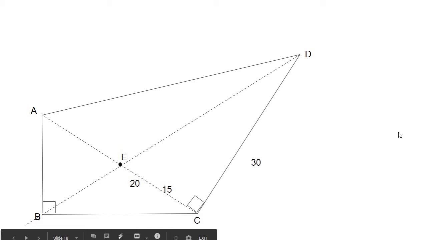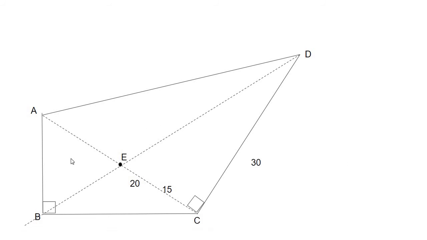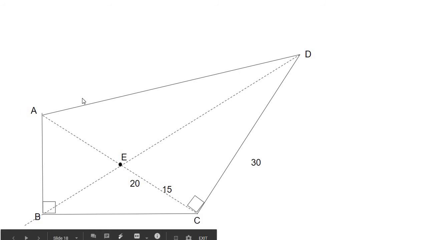Now to find the area of this whole quadrilateral, we can break it into two chunks: triangle ABC and triangle ACD. We can find the area of triangle ACD, 20 times 30 over 2, but we need to find the area of triangle ABC. We only have the hypotenuse of the triangle. We need to find either the legs or we can drop an altitude. So let's try dropping an altitude because we already have a hypotenuse.